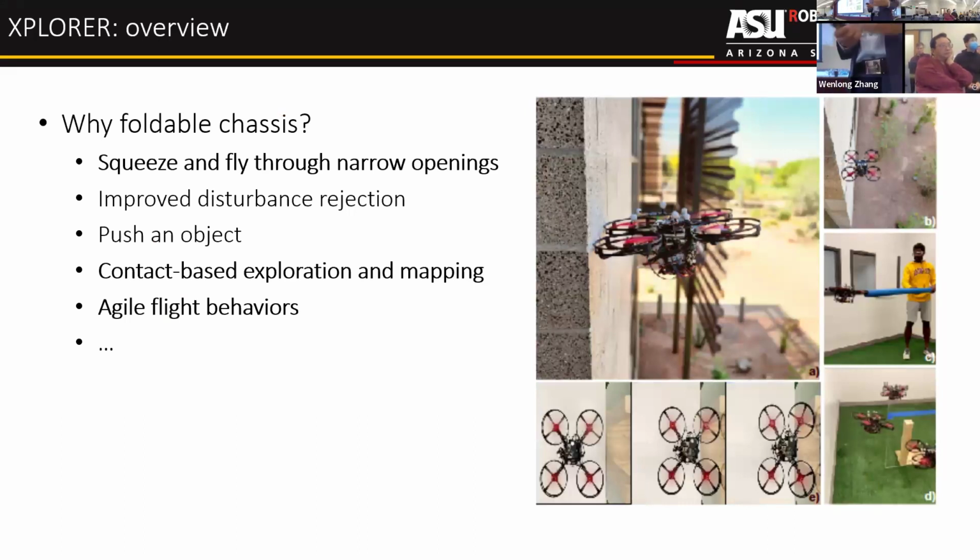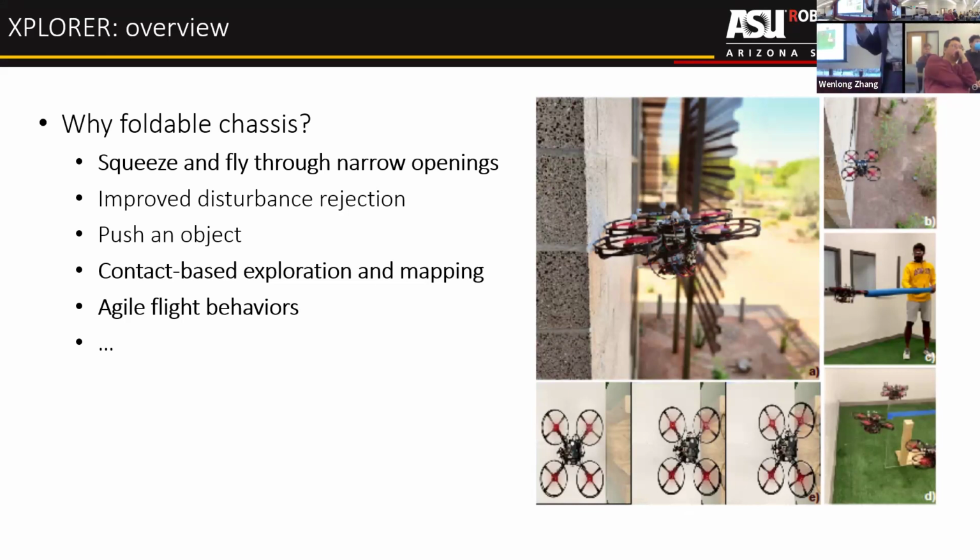Or more broadly speaking, what are some of the benefits when the drone can physically interact with the environment instead of avoiding it? So we started brainstorming. There are a lot of things that we can possibly achieve with the foldable chassis. We have shown it can squeeze and fly through narrow openings, but we can certainly expect improved disturbance rejection because of the compliance. The drone can start pushing an object with forceful motion. And we can also potentially explore contact-based exploration and mapping, which means the drone can basically slide along the wall and create a map of the environment, right?